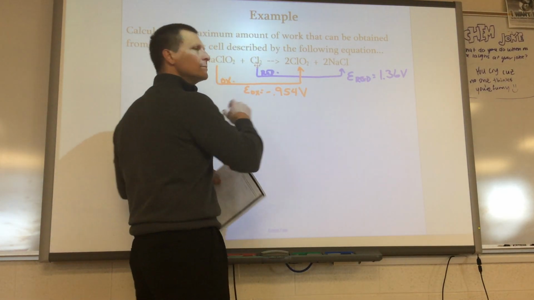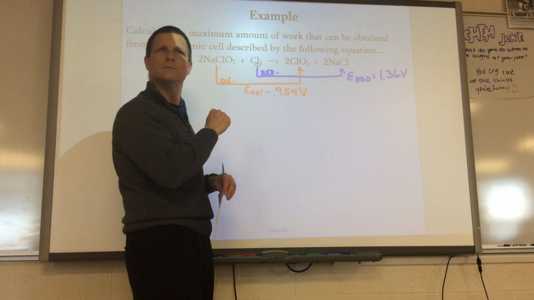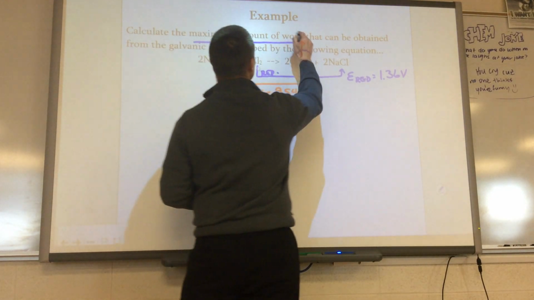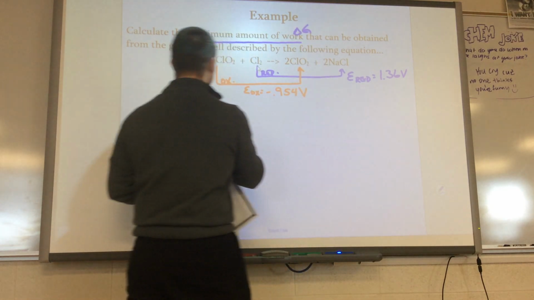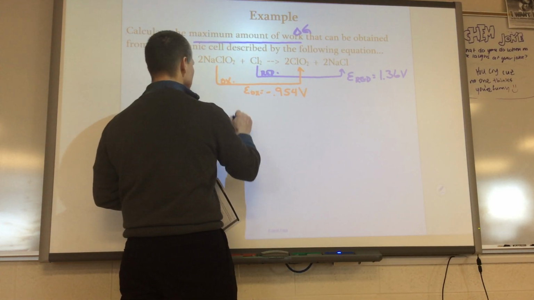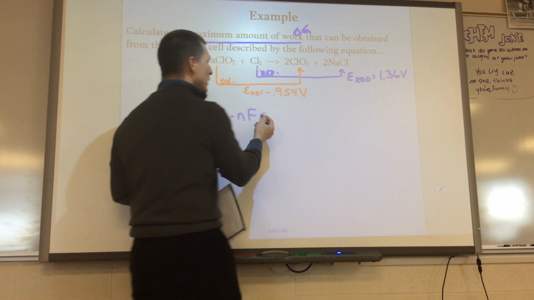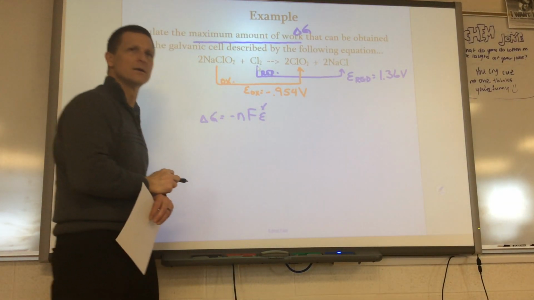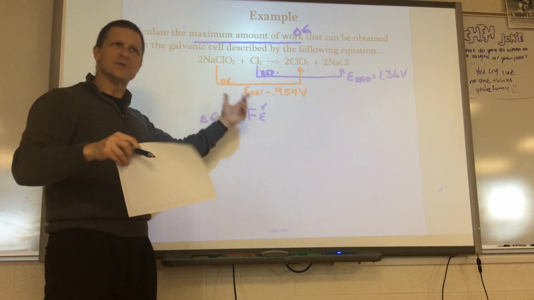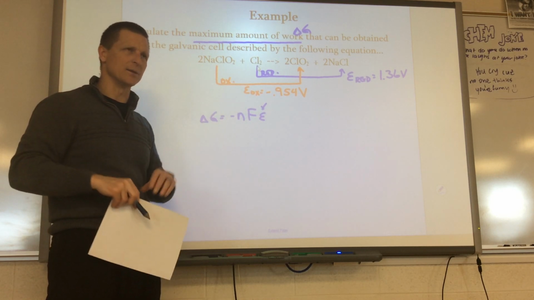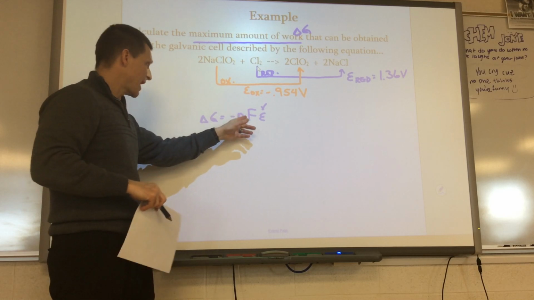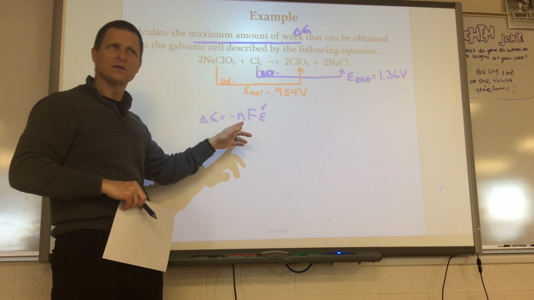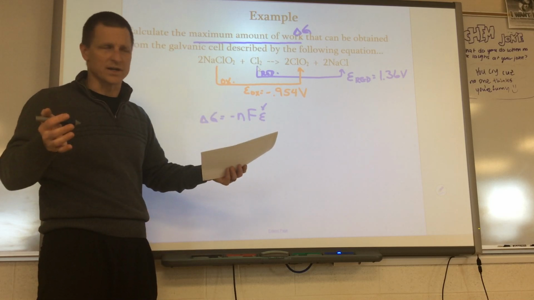What do we do with this? Well, the question is, what is delta G? They're asking what's the maximum amount of work. That means delta G. So we're going to use this equation: delta G equals negative nFε. We now know the epsilon. Just add those two together. And then the F, remember F was on the previous slide. It was that 96,000 number. It's a constant. The n is the number of moles of electrons that are transferred.